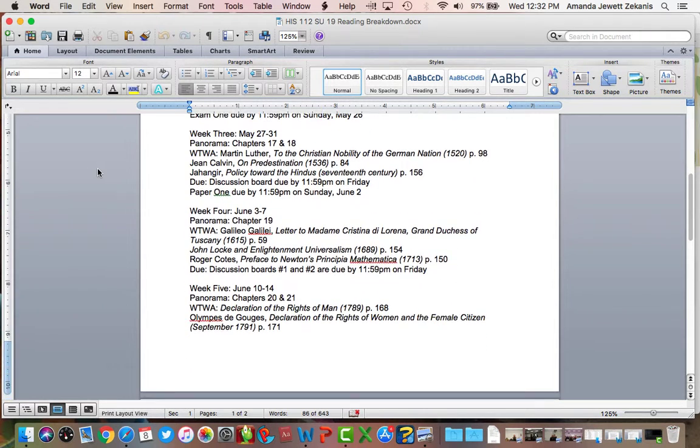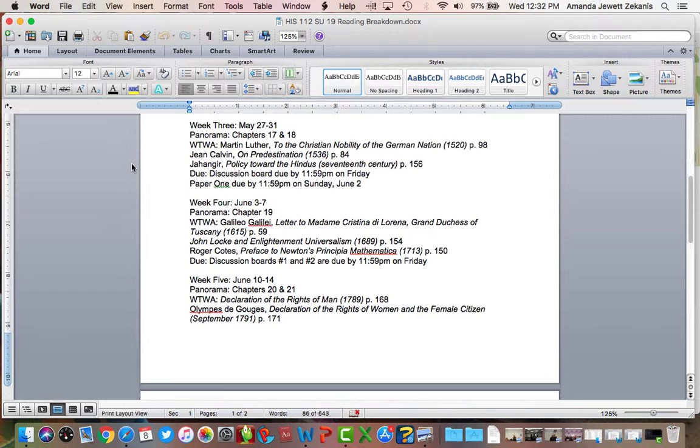Then as we move forward, in week 3 you've got your paper due. You've got 2 chapters in Panorama and fewer documents in Worlds Together, Worlds Apart. You've got a discussion board that'll be due Friday the 31st. It'll be shorter than the regular discussion board because you have a paper due that same week. That'll be on Sunday, June 2nd.